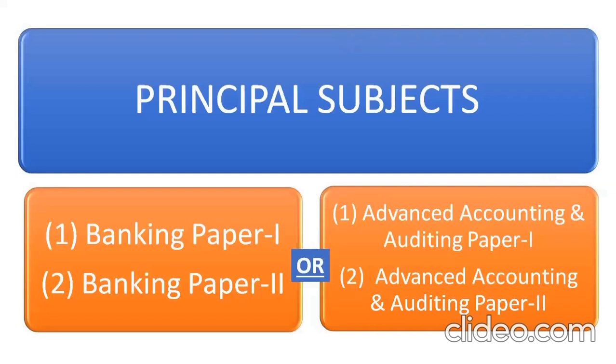For second year BCom students, one will have to select one of the two categories of the principal subjects as shown above. That can be one category of banking, paper 1 and paper 2, or the other category of accountancy, that would be advanced accounting and auditing paper 1 and paper 2, commonly also known as cost accounting and corporate accounting.